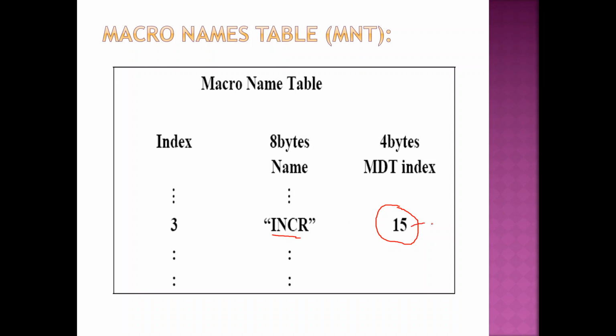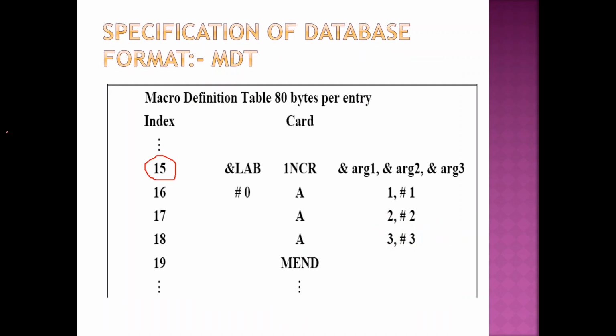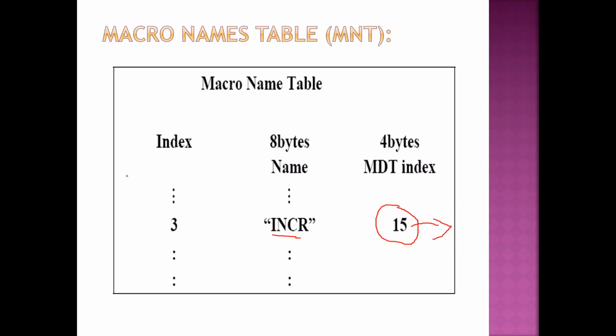It's like a pointer. You have to go to the macro definition table and see index number 15. That is where the definition of this INCR macro will be present. You understand? That is the relationship between your macro name table and your macro definition table. This is the macro definition table. This is your macro name table.